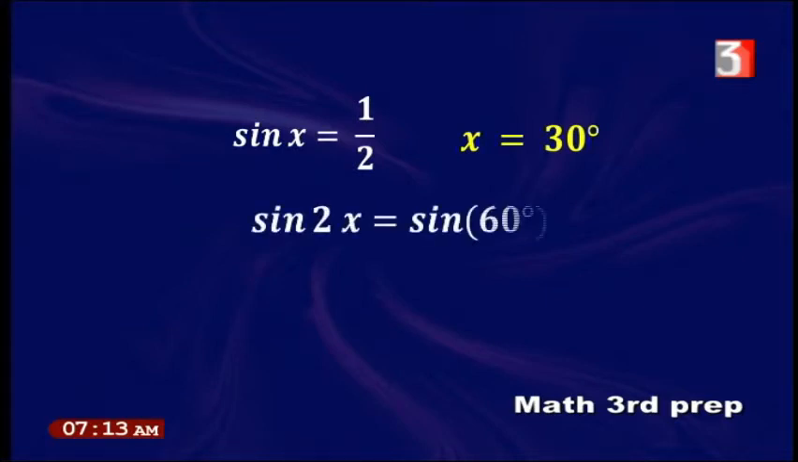Then what about sine 2x? It is sine 2 times 30, so it is sine 60 degrees. What about sine 60 degrees? Yes, from the calculator or by drawing the triangle of 30, 60, 90. So it is going to be square root 3 over 2, which is the second choice.